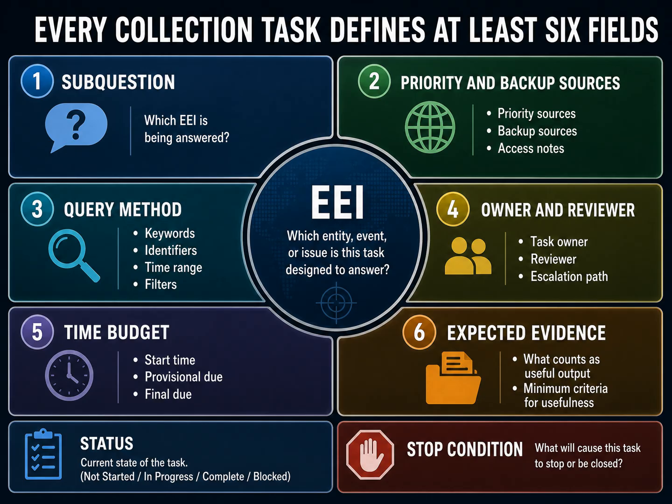For "confirm the contracting entity," the expected output is not "checked the registry." It is a unique identifier, official name, and evidence connecting the brand to the contracting party. The more concrete the expected evidence, the easier it is to judge completion.